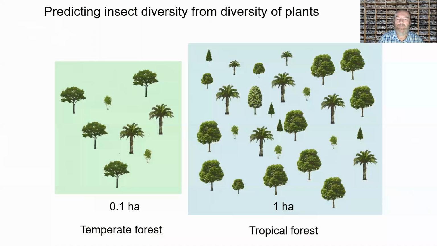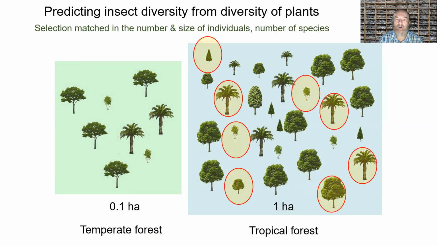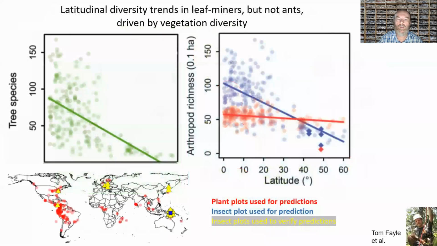And then with a tropical sample, we were able to subsample it to mimic the much species-poorer temperate zone sample. So we selected trees of the same number, size, and number of species as in the temperate zone, and then compare the structure of the herbivorous community. And we can do that and then we can model these effects also for vegetation plots globally.